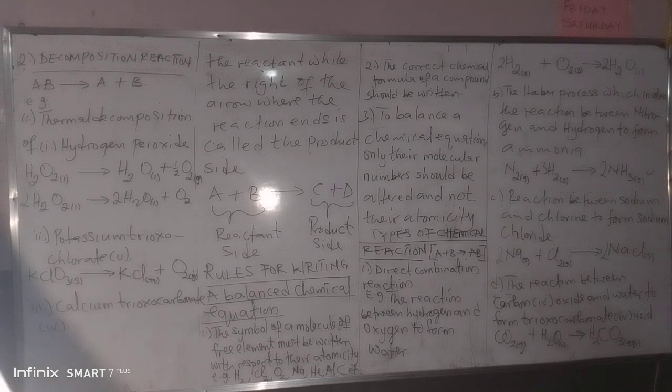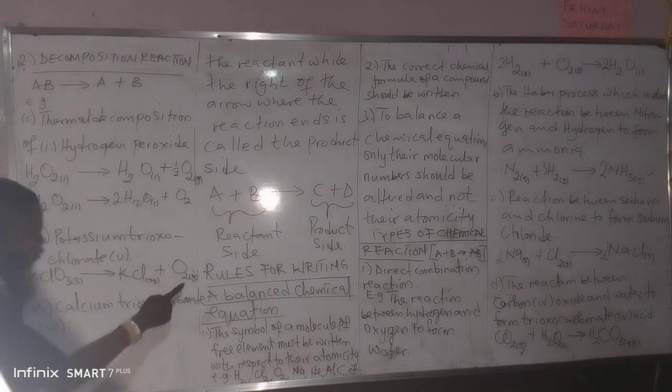So then to balance this equation, potassium is 1 here, potassium is 1 here, so potassium is balanced. Chlorine is 1 here, chlorine is 1 here, chlorine is balanced. But oxygen is 3 here, but oxygen is 2 here. So what number can I put here that when I multiply with these 2 will give me 3?